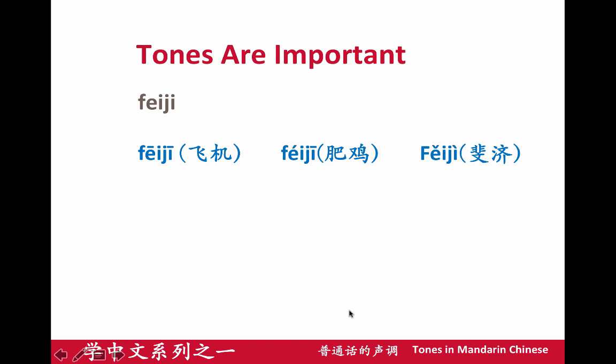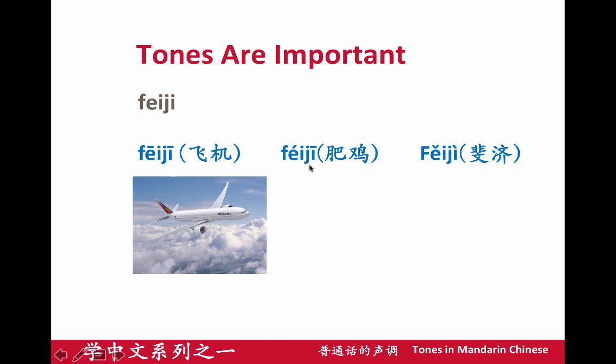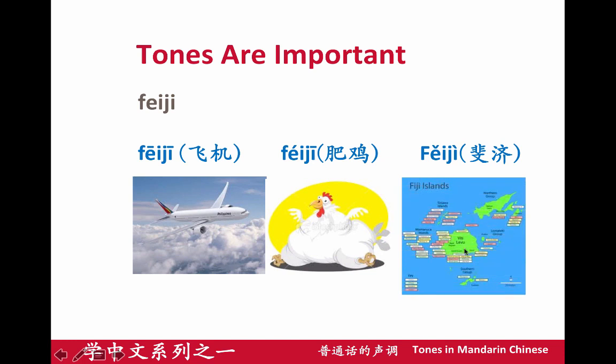Tones are very important. The same pinyin with different tones can have different meanings, and they represent different characters as well. For example, 飞机, this bisyllable word, if it has both first tones, it means airplane, an airplane. 飞机, if it has second and first, it's 肥鸡, fat chicken. And if it is third and fourth, it is the small island in the ocean.